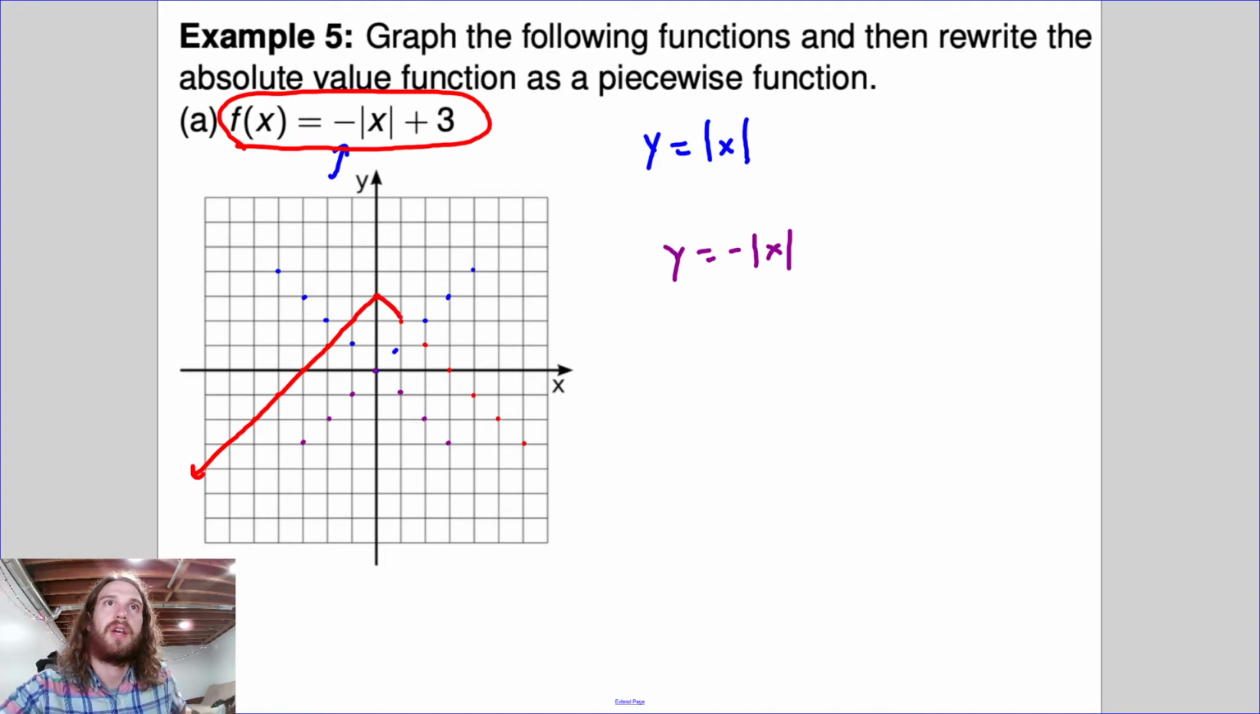All right, so here's our absolute value function. I'm getting too close to the... Hold on, let me just get... Oh, I leaned in too far. Let me fix that. Apologies.